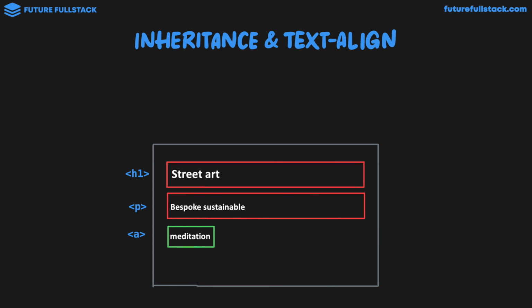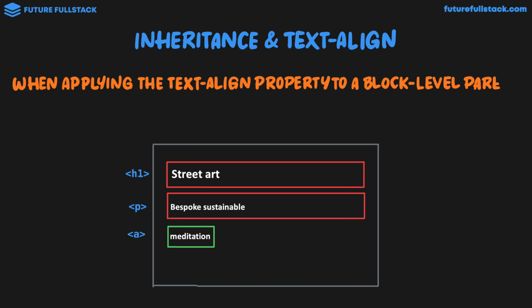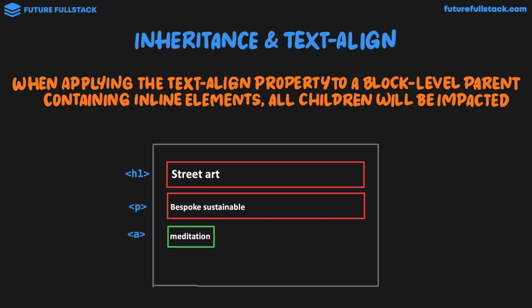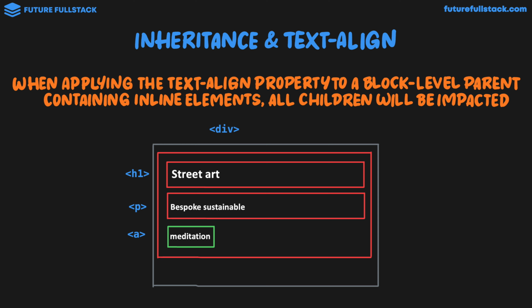So we've just seen that when applying the text align property to a block level parent containing inline elements, all children will be impacted. So in the example we just looked at, we had a block level parent, which is a div. And as a quick reminder, a div is a block level element. And we applied text align center to this, which ended up centering the block elements and the inline elements. So there's actually two things going on here.